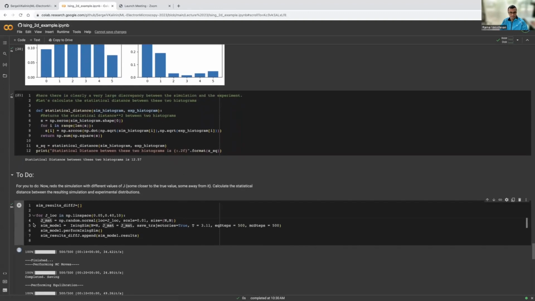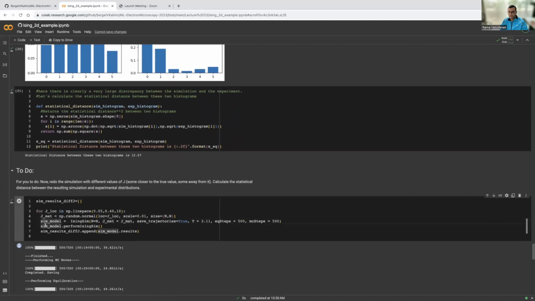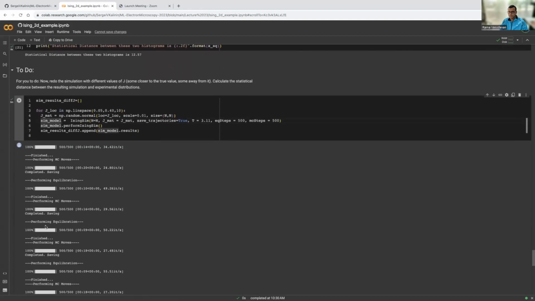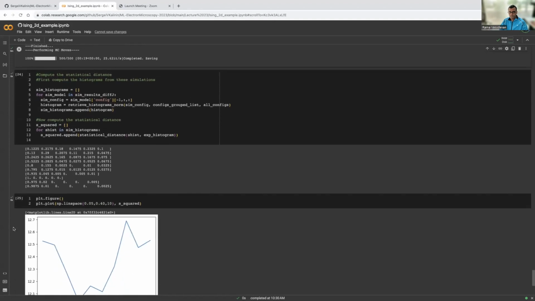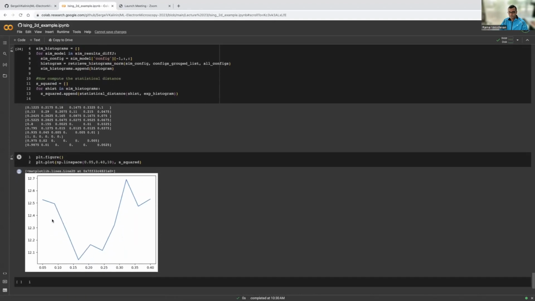Are there any other questions on this notebook? Has anybody had any difficulties with it? Has anybody played with more interesting values of J?